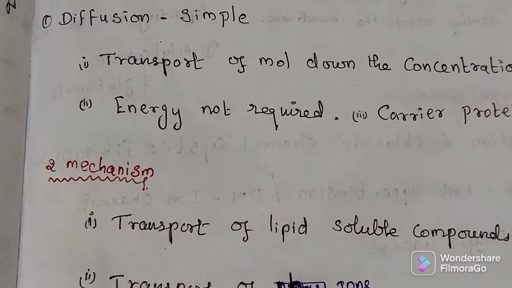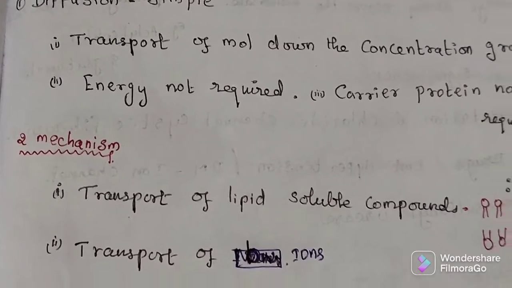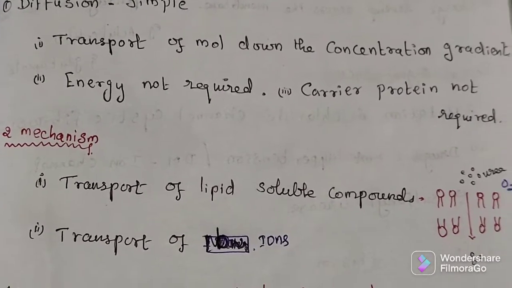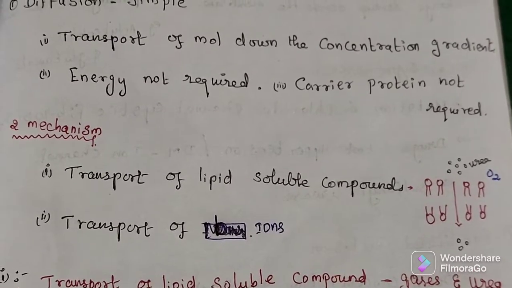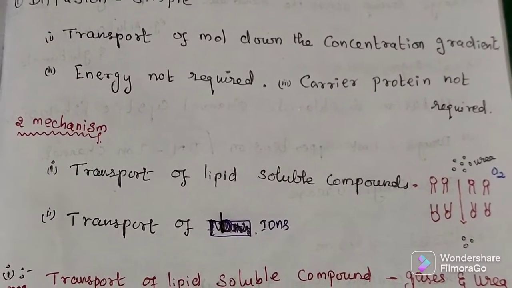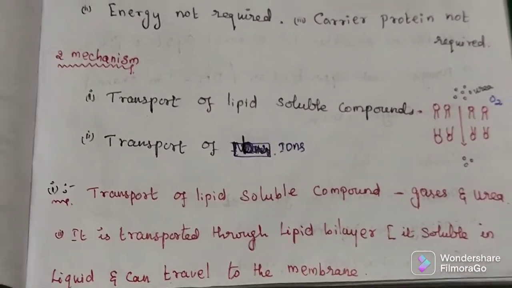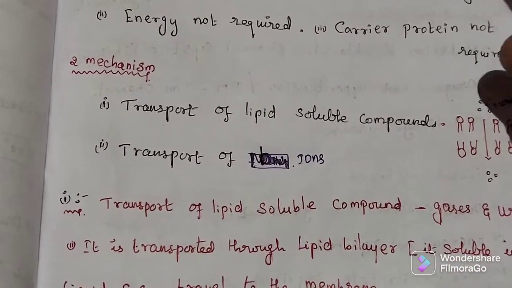They travel across the membrane. So urea or oxygen gases are transported from higher concentration to lower concentration across the membrane because they are soluble in lipid. This is the first mechanism of simple diffusion. Second, through ion channel.